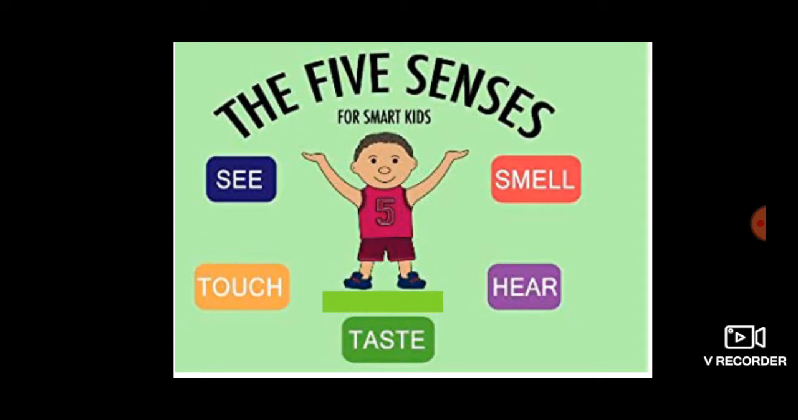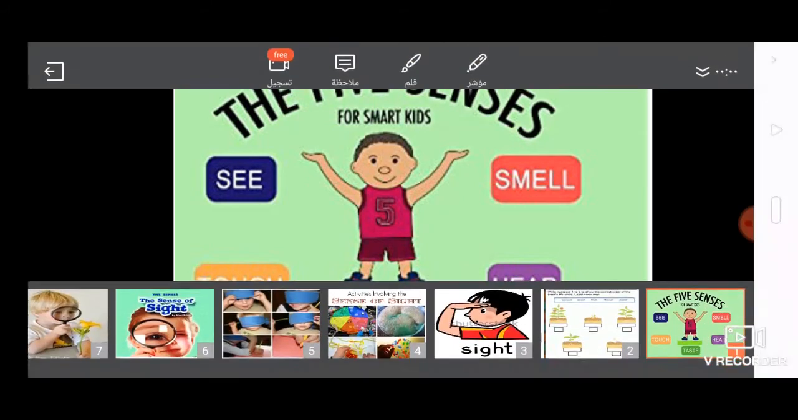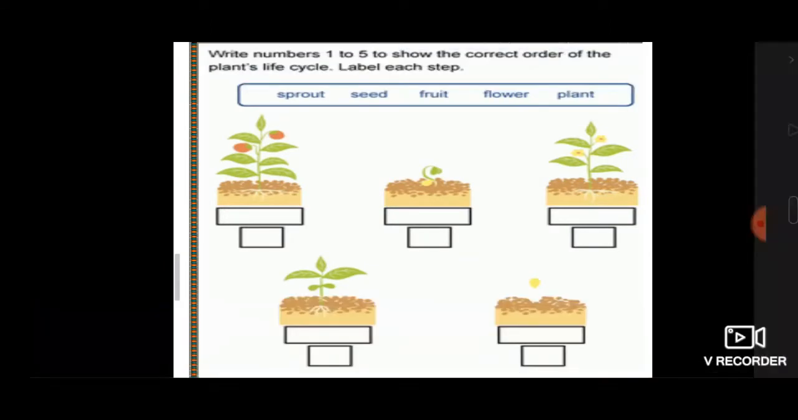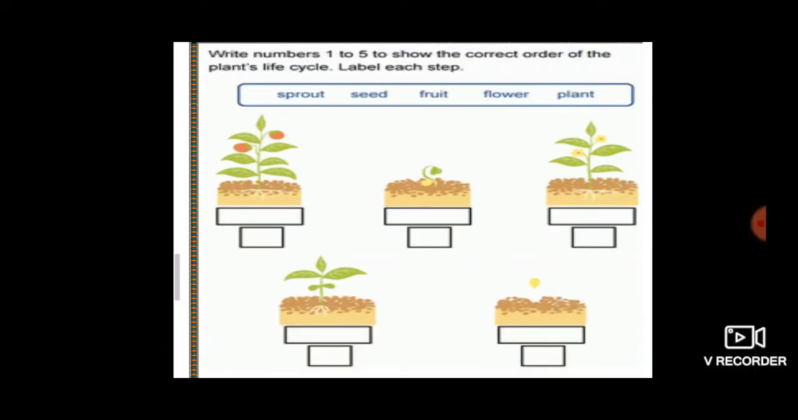Today we will complete our science recap sheet for this year. Today we will talk about the 5 senses that we have, but we will see it through a story. But before this, we will solve together the homework that we taught last session.